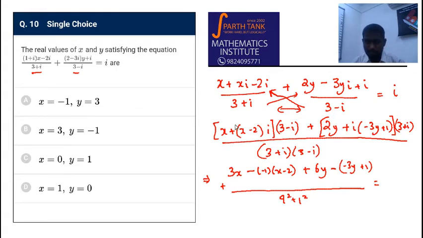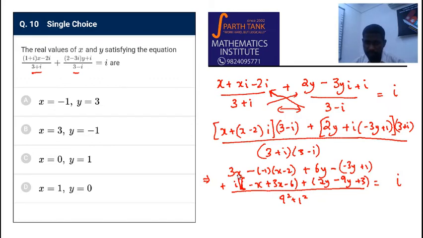AD plus BC, that is x into minus 1 is minus x plus 3x minus 6, and then here the imaginary part would be 2y into I is 2y, and minus 3y plus 1 into 3 is minus 9y plus 3. Do the algebra carefully.